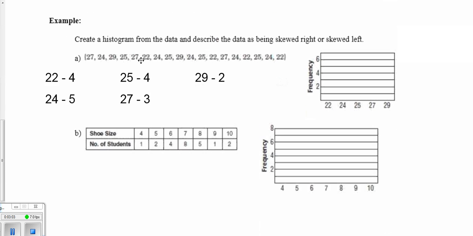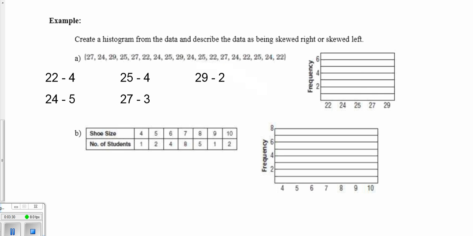So, for example, if we wanted to create a histogram from the data below, given here, and describe our data as being skewed right or skewed left. So we would take this data, 27, 24, 29, and so on, and make our frequency table. 22 happens 4 times, 24 happens 5 times, 25 happens 4 times, 27 happens 3 times, and 29 happens 2 times. We've already got them counted out here.